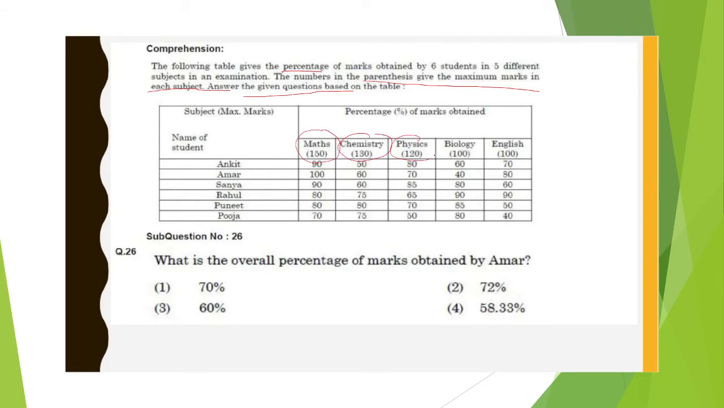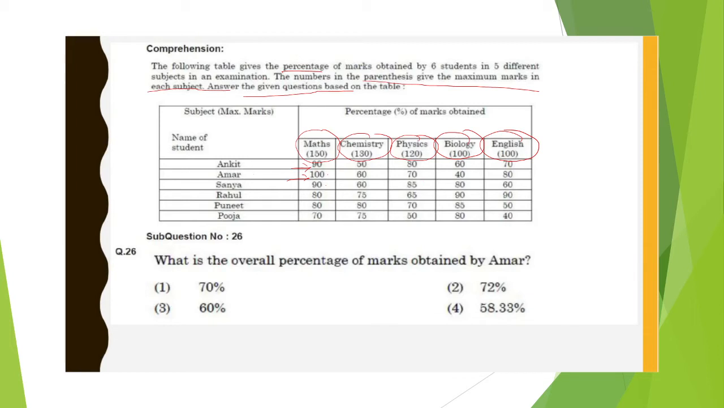These are the maximum marks: Chemistry 130, physics 120, biology 100, English 100. But these are the percentages of marks. Ankit got 90 percentage in maths. Amar got 100 percentage. Sanya got 90 percentage. These are not marks, these are percentages of marks out of the given marks. Don't make a mistake here. Normally students think that these are the marks, but these are not marks.